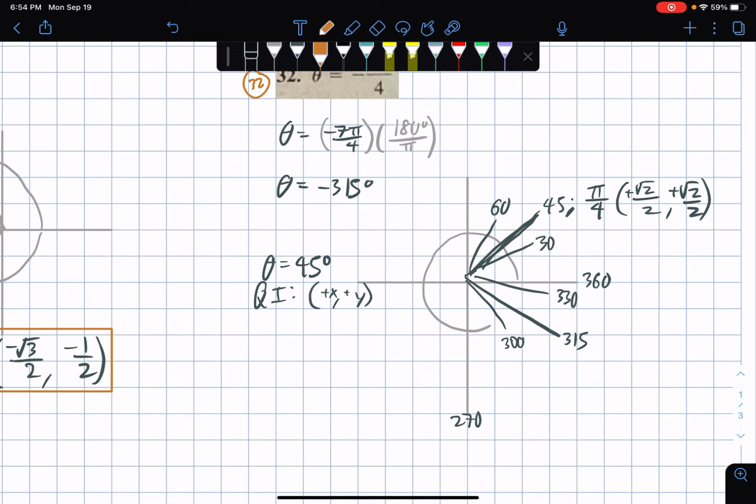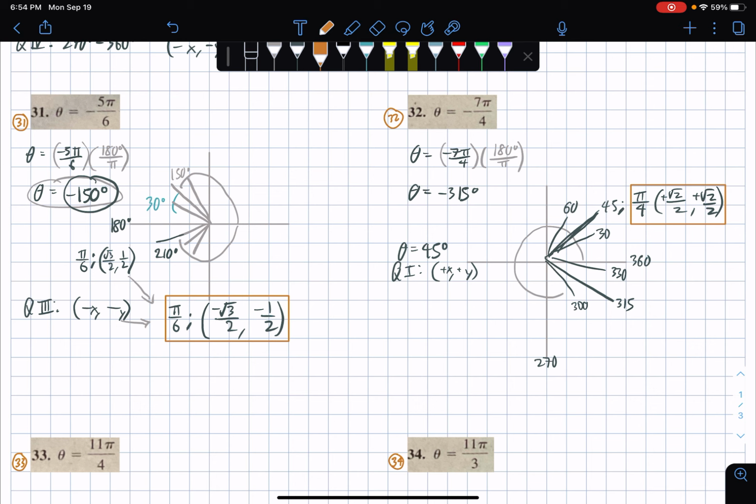Right. I think we've consolidated our technique for when we have a negative degree for theta. In order to find the final answer, we subtract it from the total of 360 degrees. As you can see here, for number 31, 360 minus 150 degrees is 210 degrees. Finding the details of 210 degrees led to the final answer. And for number 32, 360 minus 315 degrees, we got 45 degrees. We found the details that correspond to 45 degrees according to the unit circle, and that's the final answer.